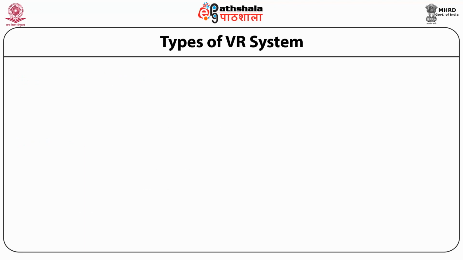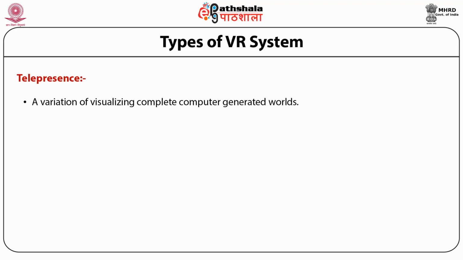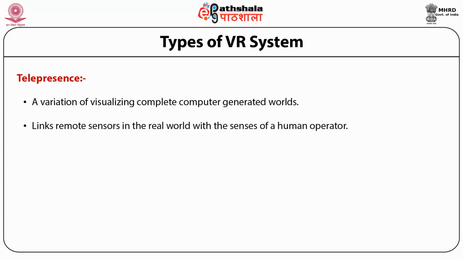Types of virtual reality system also include telepresence, a variation of visualizing complete computer-generated worlds. It links remote sensors in the real world with the senses of a human operator. The remote sensors might be located on a robot, useful for performing operations in dangerous environments.